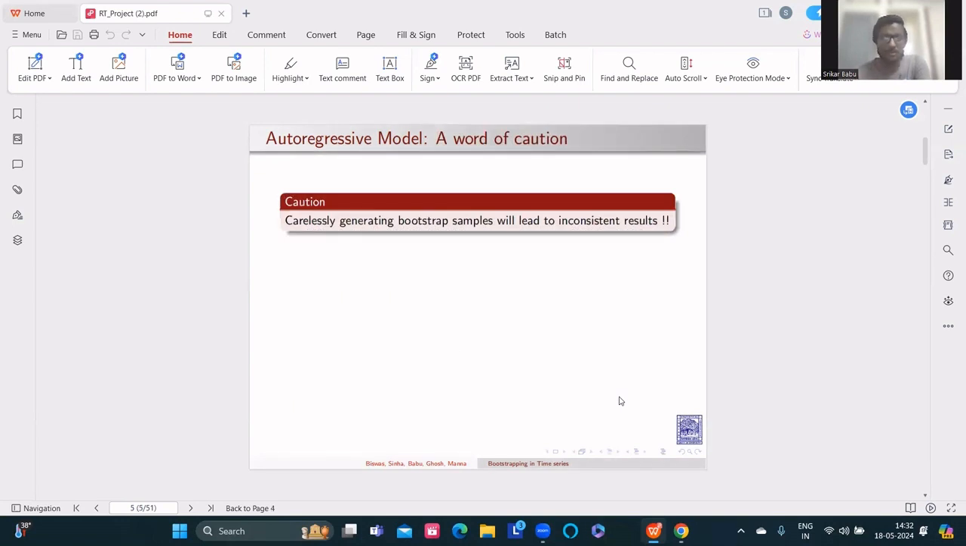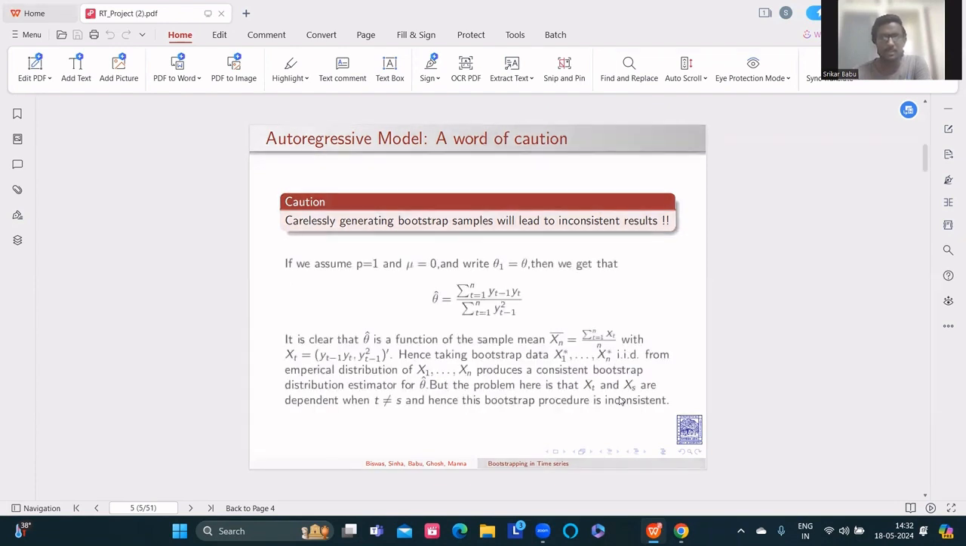Now we have a word of caution that careless generating bootstrap samples will lead to inconsistent results. Let us see this with an example. If we assume p equal to 1 and mu equal to 0 and write theta 1 equal to theta, then we get theta hat as that given expression. Now it is very clear that it is the function of the sample mean, where the xi's are yt minus 1 yt comma yt minus 1 square. Hence, it is the function of sample mean.